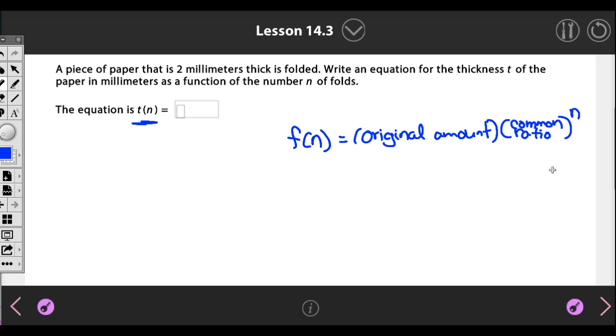Did you write something? So let's go ahead and use this formula, okay, to come up with this. A piece of paper is 2 millimeters thick, and then we start folding it, right? Oh, okay, so then the original amount is what? The original amount is going to be 2 because it starts with 2 millimeters. But we're going to write T of N is equal to, not F of N, just because that's how it is over here. And they told you, write an equation for the thickness T, okay? That's why we're using T, not F, okay? Of the paper in millimeters as a function of the number N of folds.